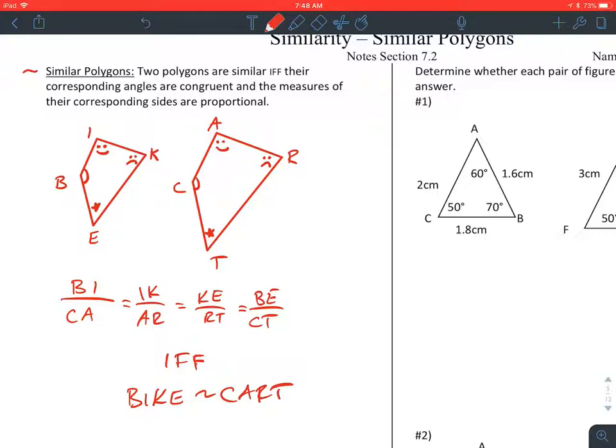Definition of similar polygons. In a coordinate plane, as far as transformations go, this would mean that one figure was dilated to get another. The pre-image is dilated to get the image. Similar polygons are a result of dilations.